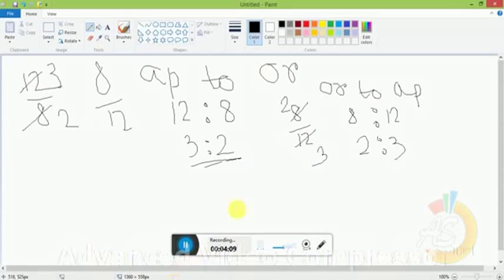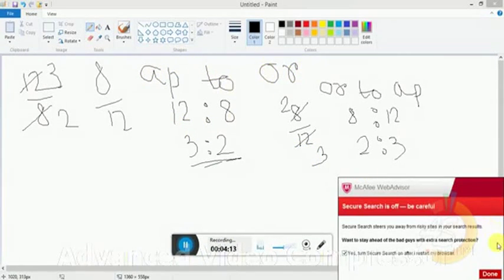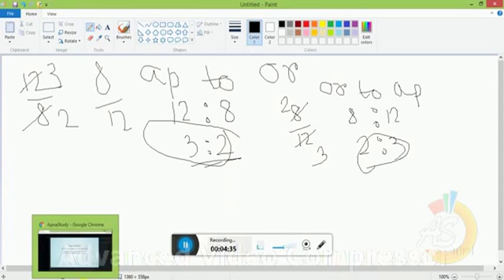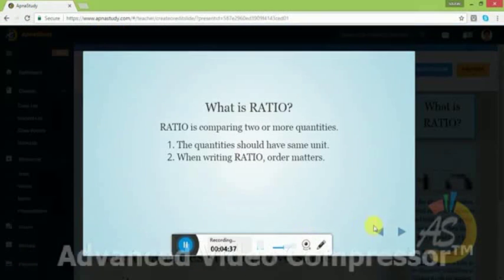So our second point in the first slide, which says that when writing ratio, order matters. So we proved here that when the order changes, the ratio automatically changes. We know that 3 by 2 is not same as 2 by 3. So we can say that 3 is to 2 is not same as 2 is to 3. This both is totally different. So if the order is changed, then the answer will also be changed.